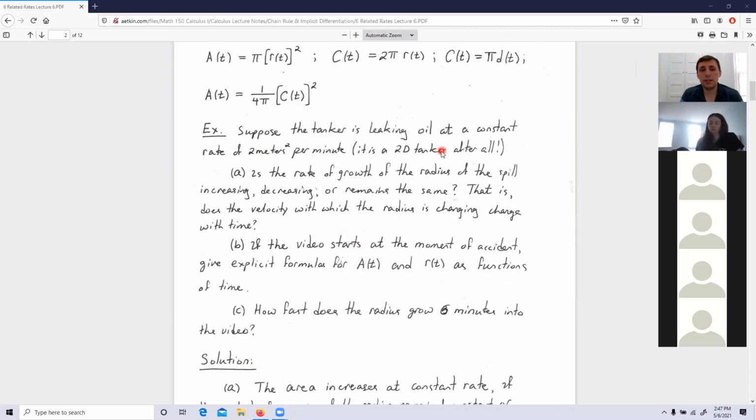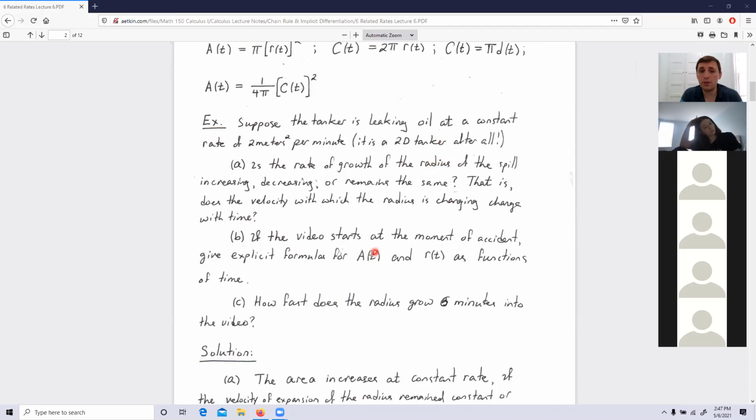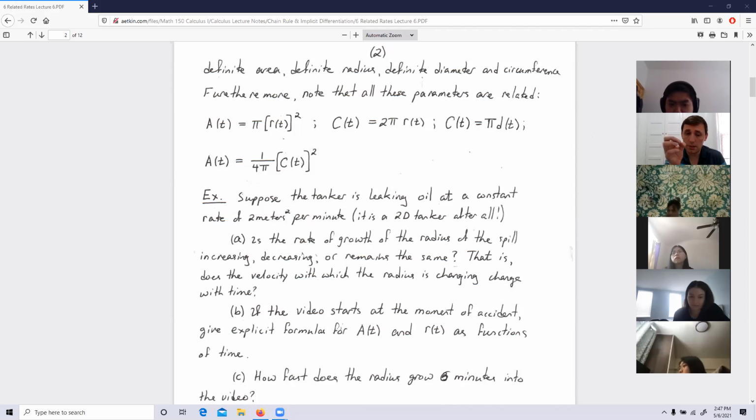So let's now look at the next part. If the video starts at the moment of the accident, in other words, where the tanker just begins to spill, give explicit formulas for A of t and R of t as formulas of time. Can you do that? You understand what I'm saying, guys? So the video started at the moment where the area was 0. The area is increased at 2 meters squared per second. I want you to figure out, in terms of time, the explicit formulas for the size of the radius at any time t and the size of the area at any time t.